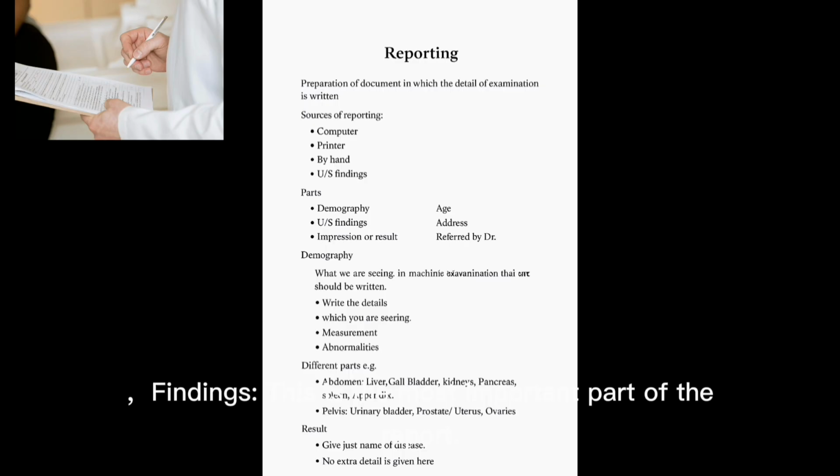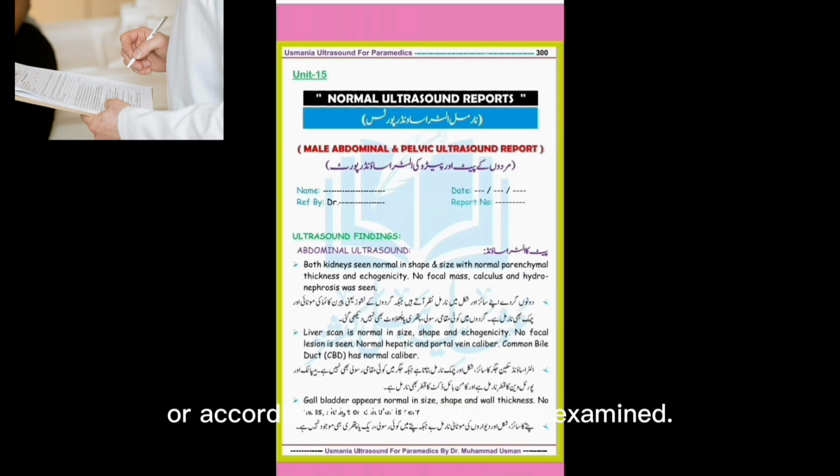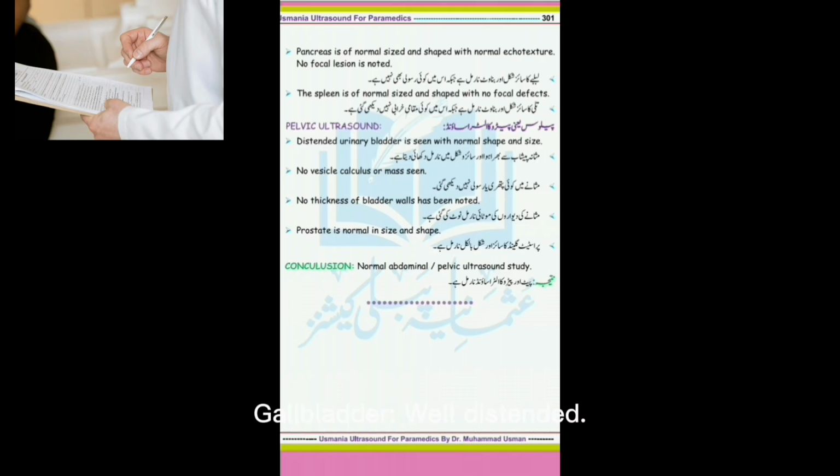Findings. This is the most important part of the report. You should write your findings in an organized way from the top to the bottom of the body, or according to the organ being examined. Example: liver, normal in size, shape, and echo texture. No focal lesion seen. Gallbladder, well distended. No stones or wall thickening seen. Common bile duct, normal in caliber, four millimeters.